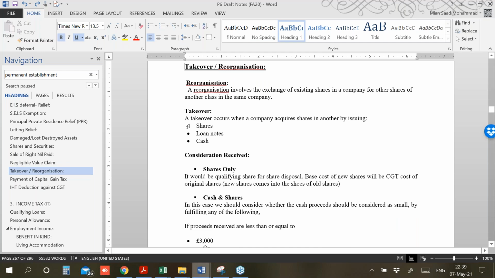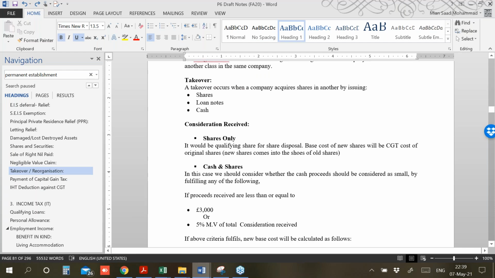Takeover reorganization. Whenever there is a takeover, it means that one company has acquired another company. And if you are the shareholder of the old company, you will now have become the shareholder of the new company. Now, sometimes the consideration is only shares for shares, that is a paper-based takeover. In that, you will become the shareholder of the new company by giving the shares of your old company. No money is involved in that. If there is a share-for-share consideration only, there will be no CGT calculations on the day of takeover.